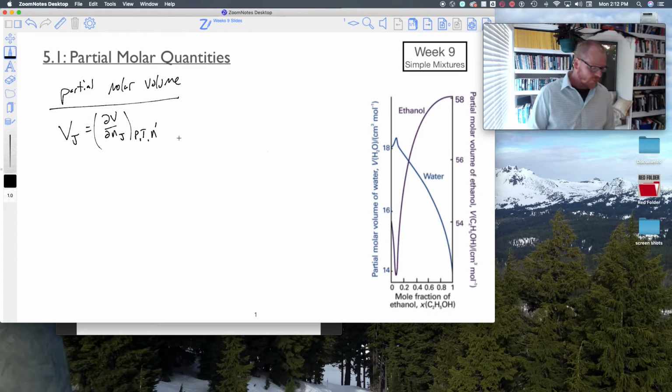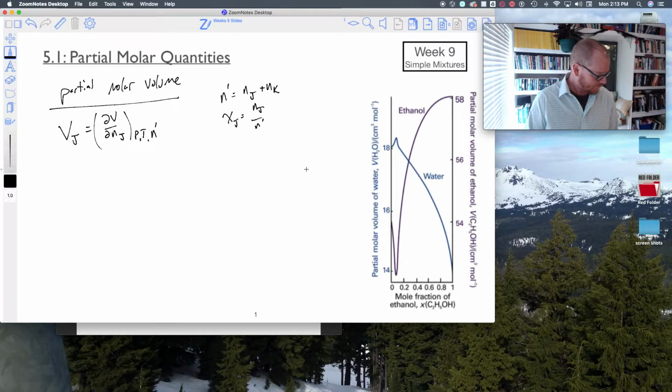So for example, if I have a mixture of J and K, N prime is Nj plus Nk. So the total is constant, but I can either vary the number of moles of J in my mixture, or I can vary the number of moles of K in my mixture such that they add up to a mole fraction that's always consistent. For example, the mole fraction of J is going to be Nj over N prime.